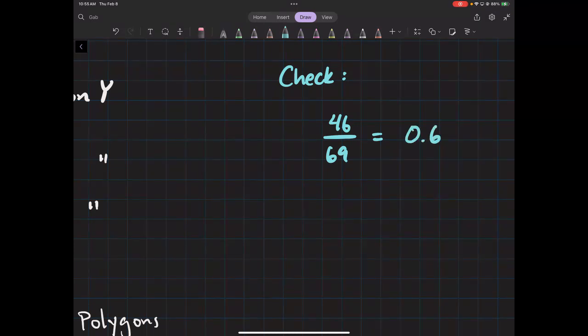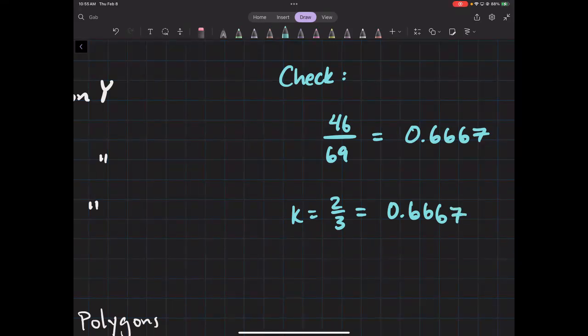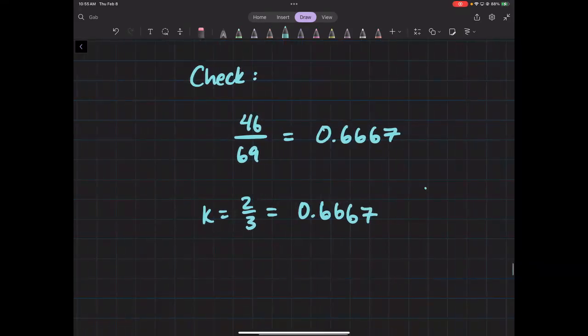Okay, other people who are doing it right now, check. Is that right? Yes? Okay, now you check it with your scale factor. Scale factor was 2 over 3, yeah? Isn't that 0.6 same thing? Okay, so once you get those two being the same, you're done. Good.